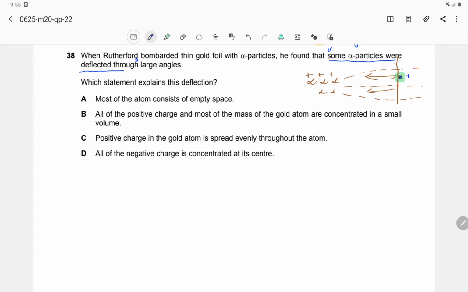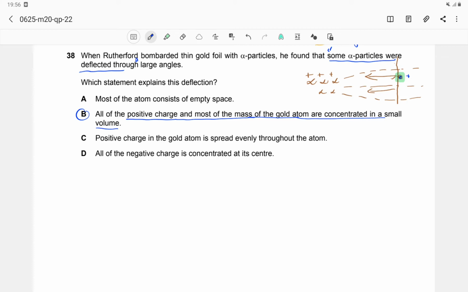Then option B, all the positive charge and most of the mass of the gold atom are concentrated in a small volume. So that is the correct answer, because all the positive charge and most of the mass of the gold atom are concentrated in that small volume. Only by hitting that volume do the alpha particles reflect back, but everywhere else there is no such massive or positively charged place. That's why the alpha particles are not deflecting.